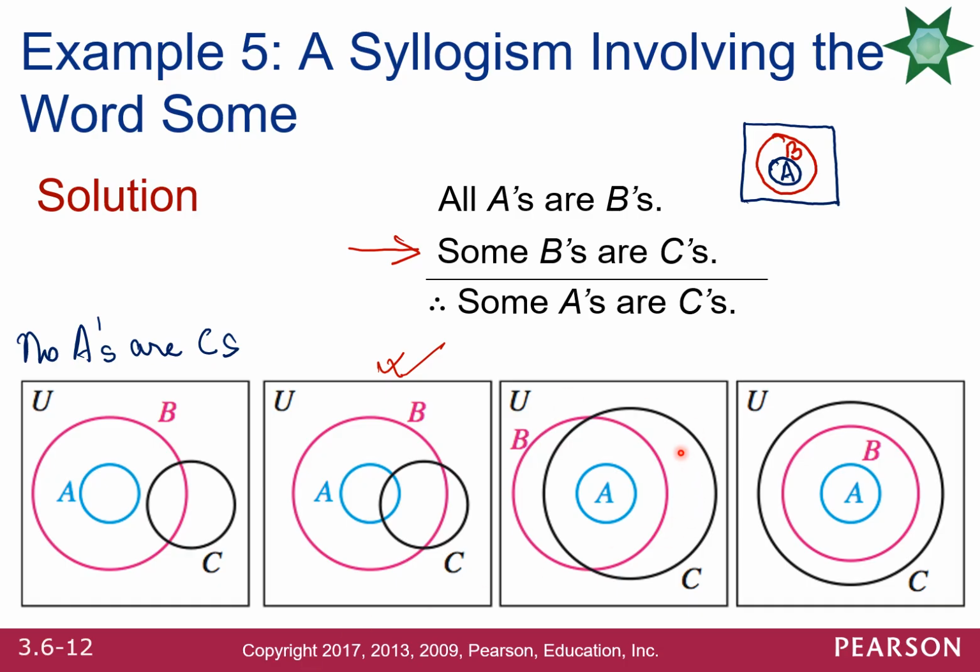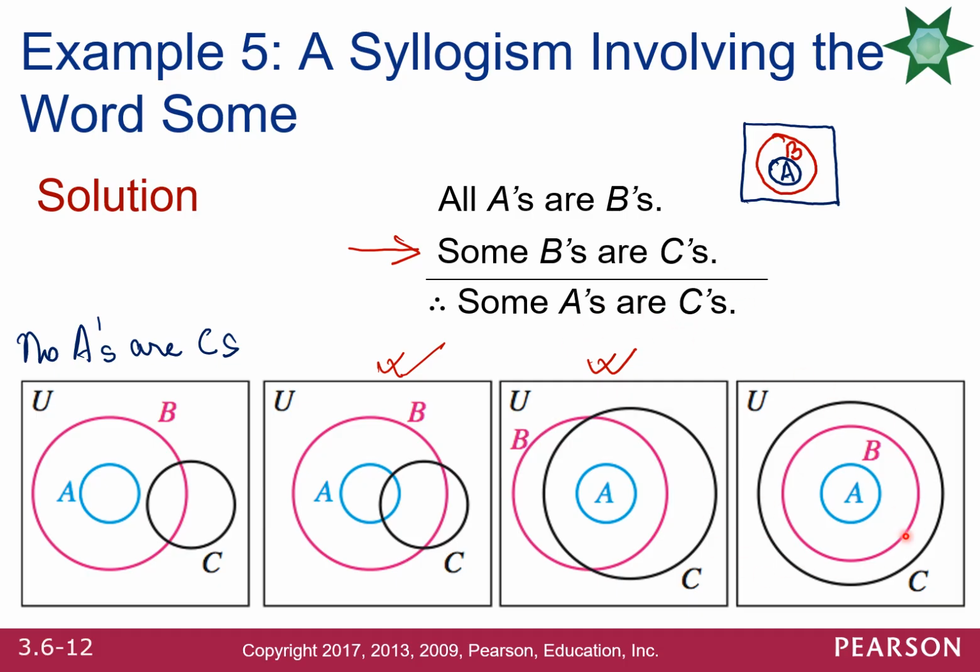We have the circle B, and within it we have circle A, and we have the circle C, which completely encompasses the set A, correct? This tells us that all A's are C's. All right, all A's are B's, and all A's are also C's. So this also satisfies the argument that some A's are C's.